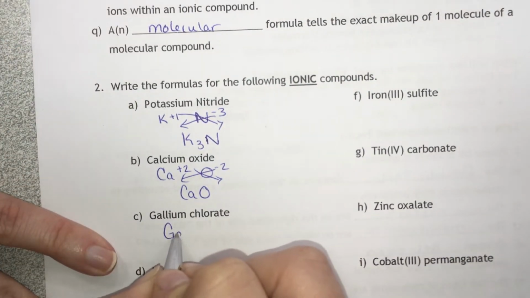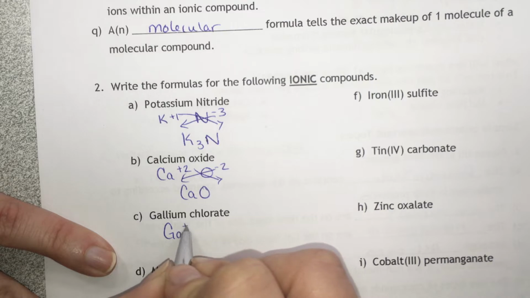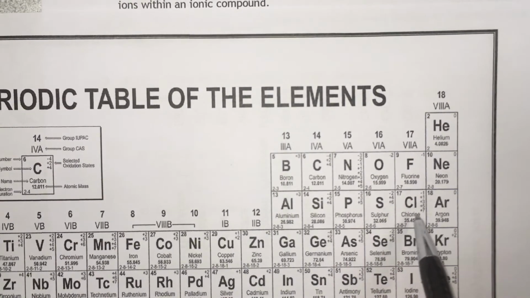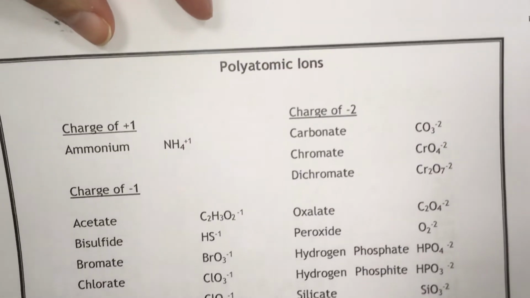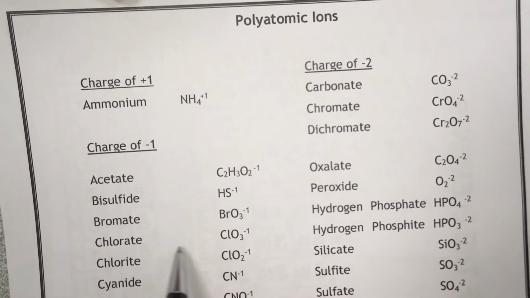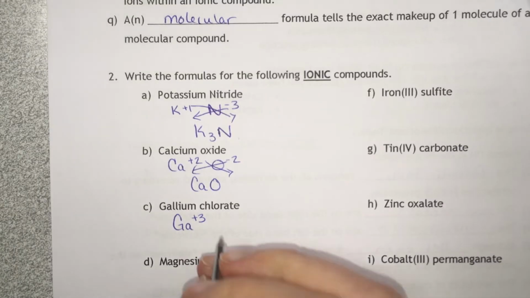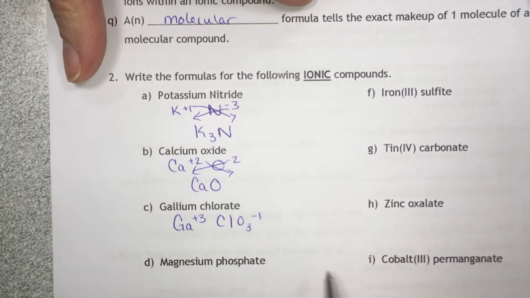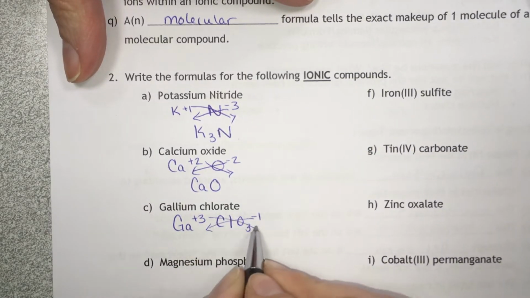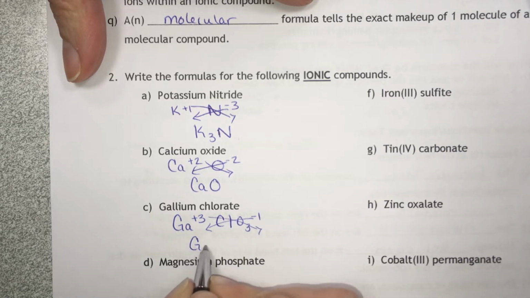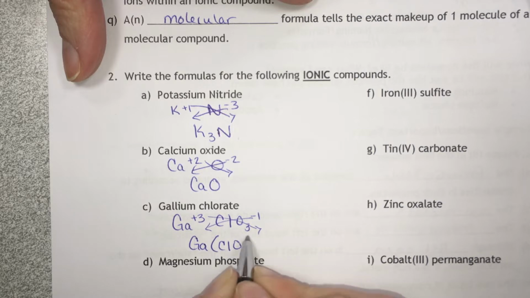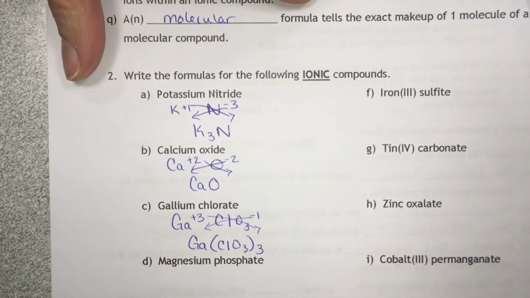Gallium chlorate, Ga, gallium is a +3 charge. Chlorate, this is chloride, okay, so chlorate is actually on our polyatomic ion sheet. Chlorate is ClO3 with a -1 charge. So you're going to bring those charges down, so it'll be Ga1, but we don't write that. ClO3, and then the 3 comes down here, so that's your answer.